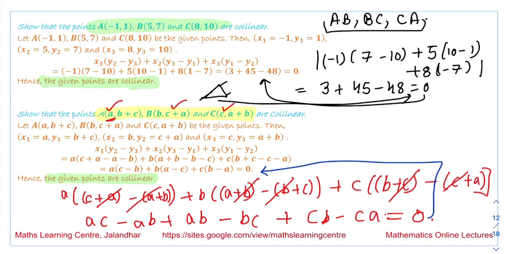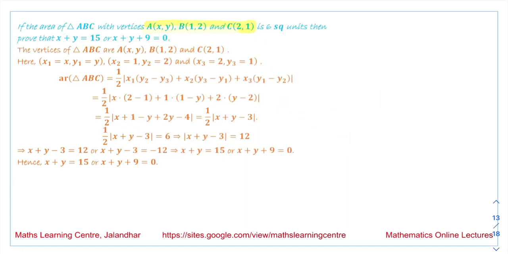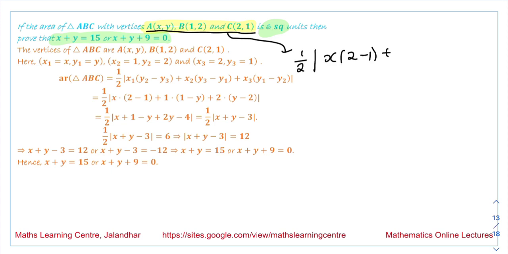Now in this question, we are given that these are the vertices of a triangle, and the area of this triangle is given to be 6 square units. We have to prove that these two equations will hold. So writing the formula to calculate the area, we get 1 by 2 times x into (2 minus 1) plus 1 into (1 minus y) plus 2 into (y minus 2), that is equal to 6 square units.